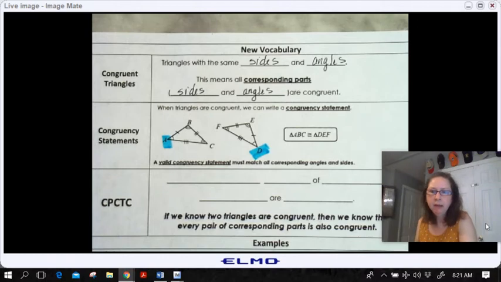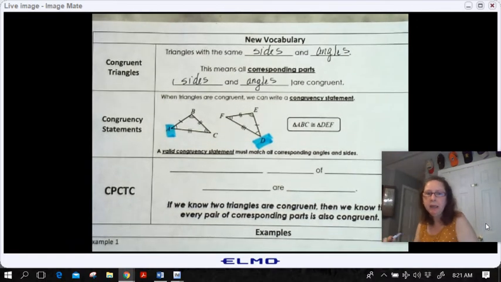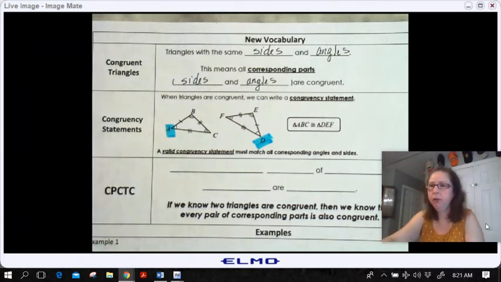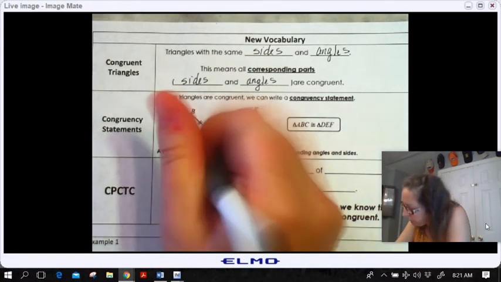And then finally, let's talk about CPCTC. This is a hot mess. One of my children used my highlighters over the weekend, so I'm missing 2 colors, which is a shame.